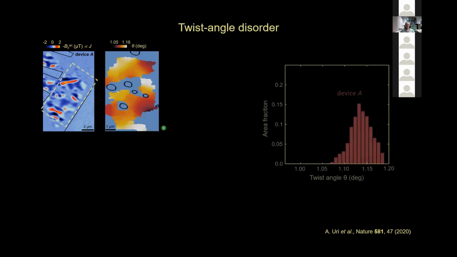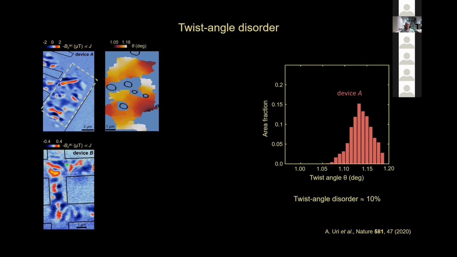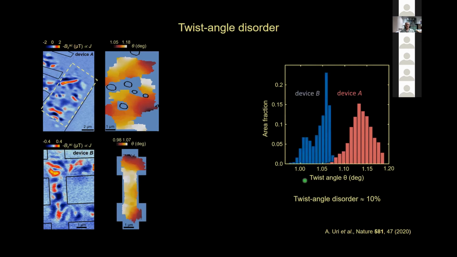But now we can look at some statistics of the twist angle disorder. So this is the histogram of the twist angle in this particular sample. It spans from 1.05 to 1.18 with a rather uniform distribution. And here's another sample which had no bubbles in it, another Hall bar. And this is the corresponding twist angle map of this sample. It has a similar distribution, but instead of one peak, it shows two peaks in the distribution.